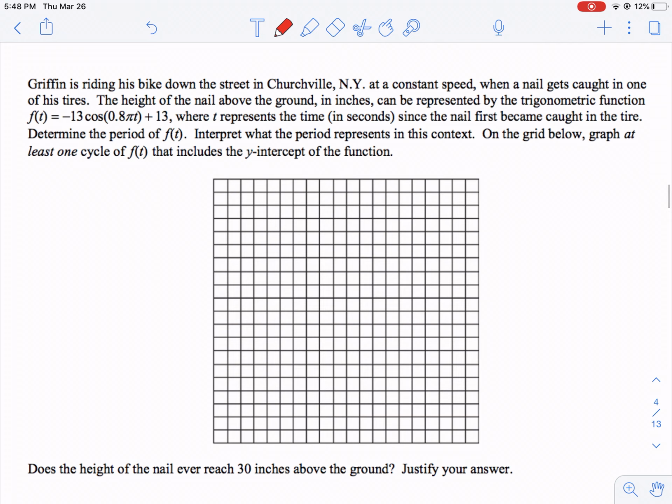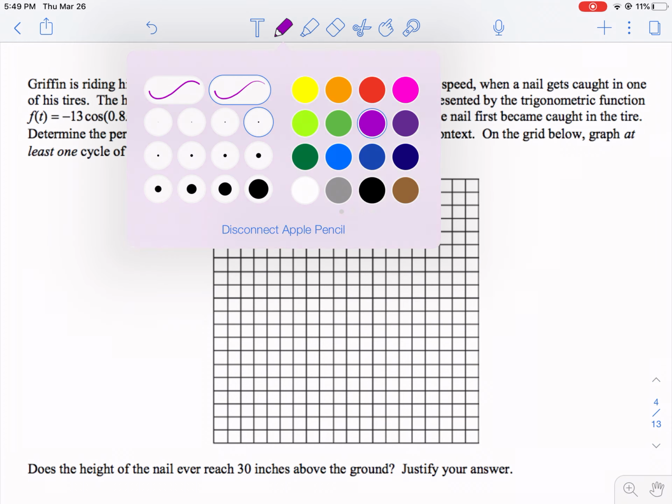Griffin is riding his bike down the street in Churchville, New York, at constant speed, when a nail gets caught in one of his tires. The height of the nail can be represented by that function, where t represents the time since the nail first became caught in a tire. Determine the period of f of t, interpret what the period means in the context, and then graph at least one cycle of f of t. Does the height of the nail ever reach 30 inches? This was a 6-point question on a Regents exam.